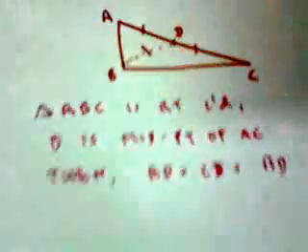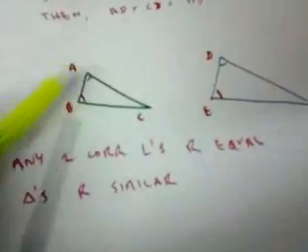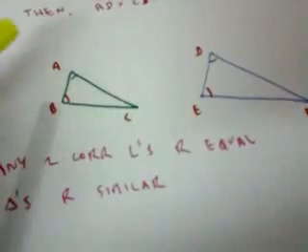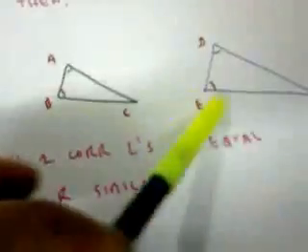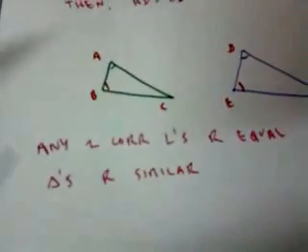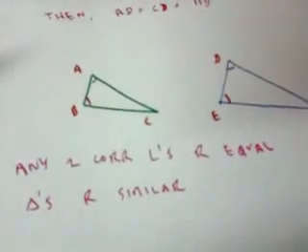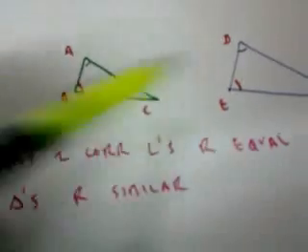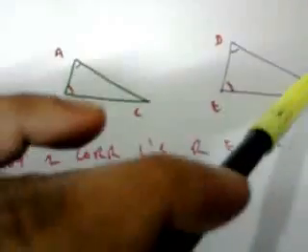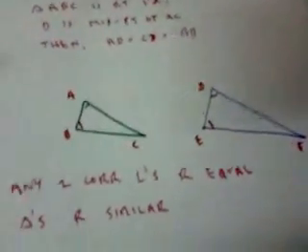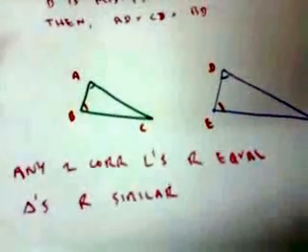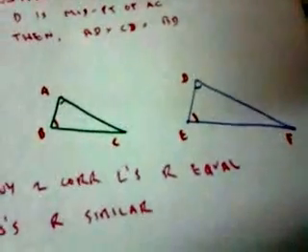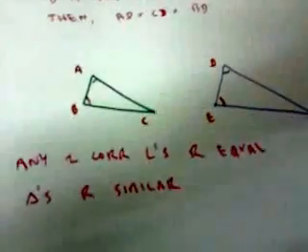Now let us go to similarity. Now the basic definition of similarity is, in any two triangles ABC and DEF, if any two corresponding angles are equal, then the triangles are similar. Remember, if any two corresponding angles are equal, the third angle has to be equal. If A equal to D and B equal to E, then obviously C will also be equal to F. So by definition, if any two corresponding angles of two triangles are equal, then the triangles are similar.